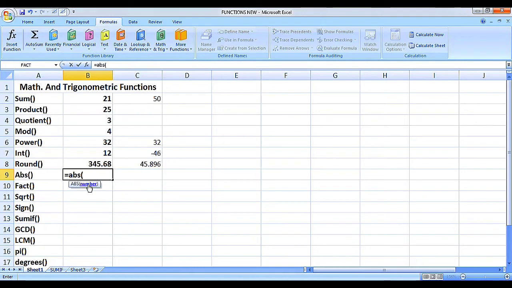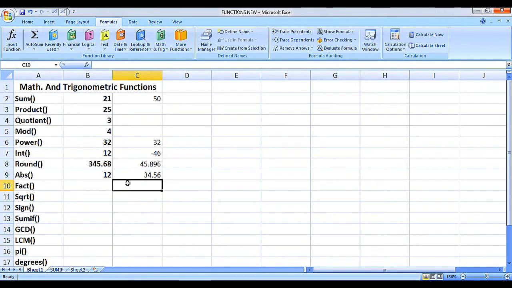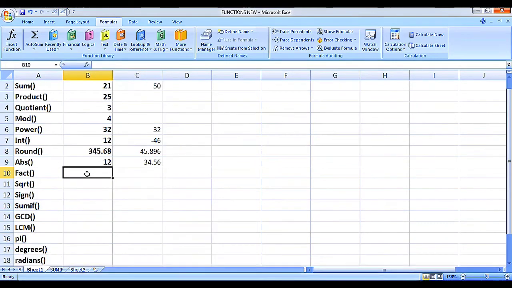This function returns absolute value of a number. Absolute value means a number without sign. 12 has no sign, means it's a positive number. The answer is 12. If the argument is negative, then it will return positive number. Now argument is negative, the result is 34.56.